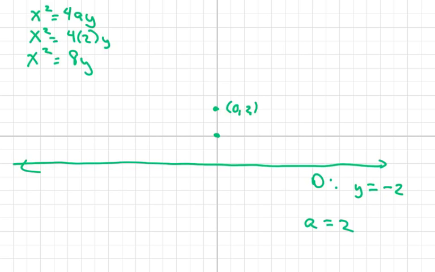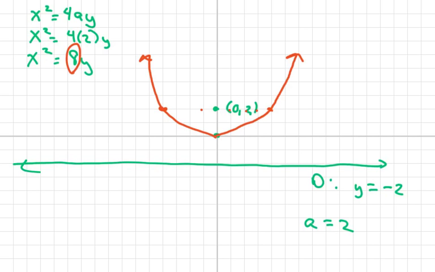Now from here, since I already kind of have a graph here, the length of my latus rectum is 8, so I'm going over 4. 1, 2, 3, 4. Over 4 this way, 1, 2, 3, 4. And it opens up, something like that.